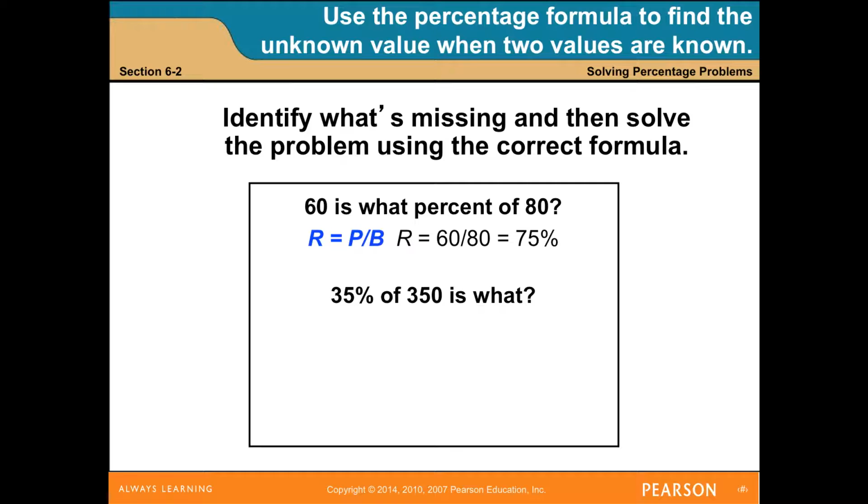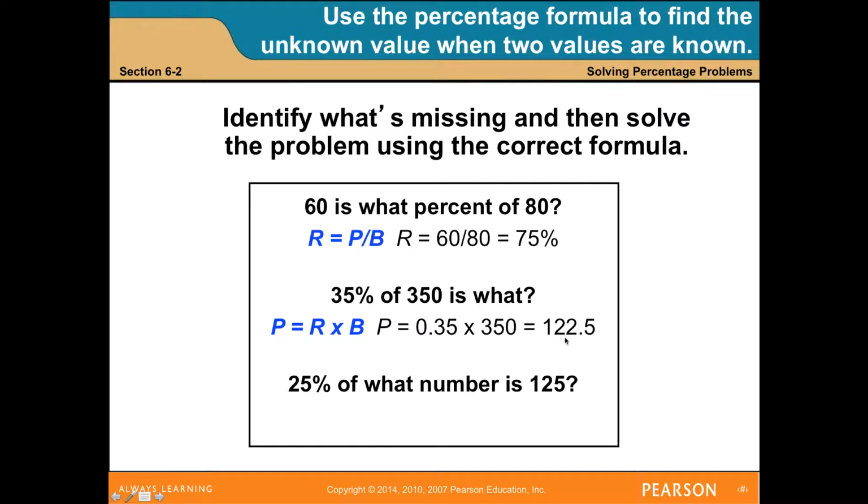35% of 350 is what? P equals R times B. P equals 0.35 times 350, so that equals 122.5.